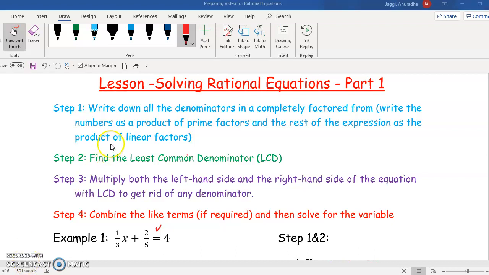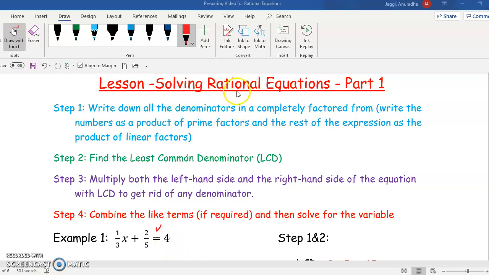Hello students, today's lesson is on solving rational equations. Equations, as you will recall, have an equal to sign in them. Solving means solving for the variable. That means you find the value of x that, when you plug it in here and add these two terms, they should add up to 4 in this case.